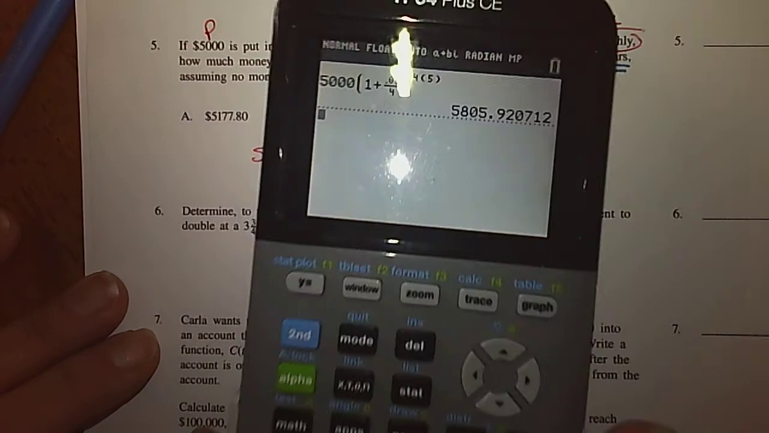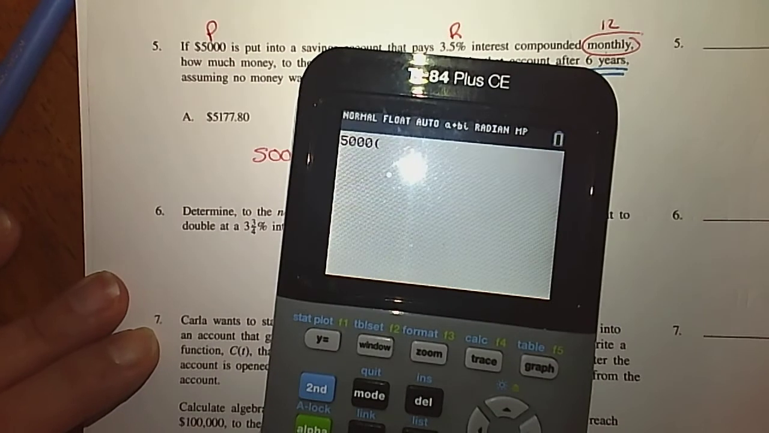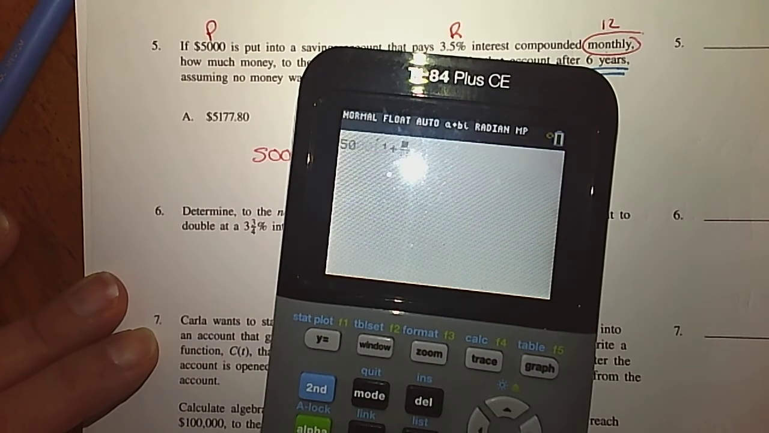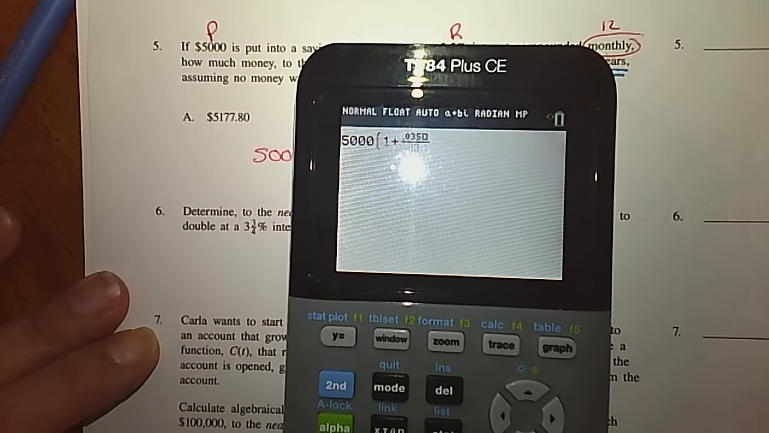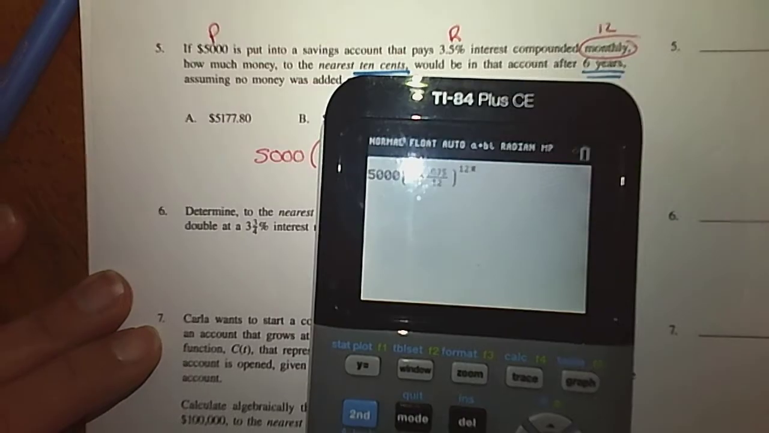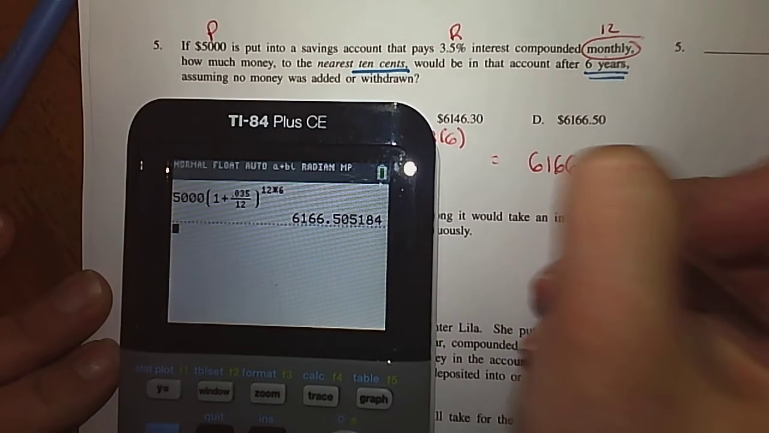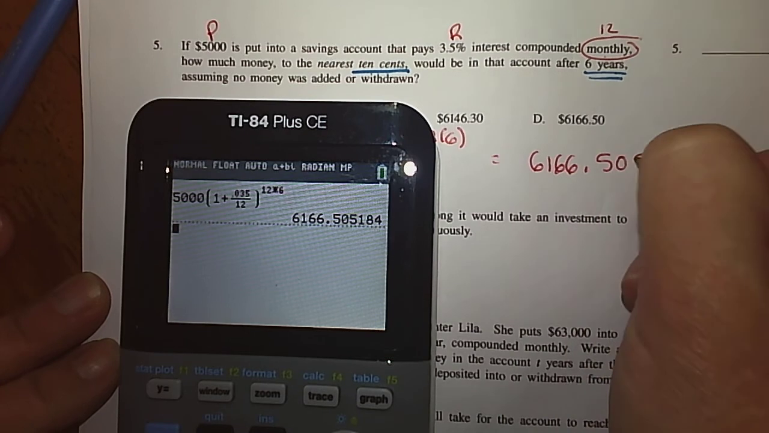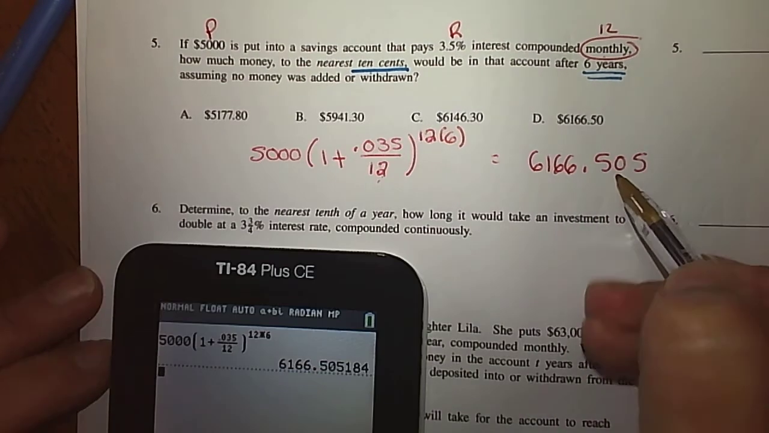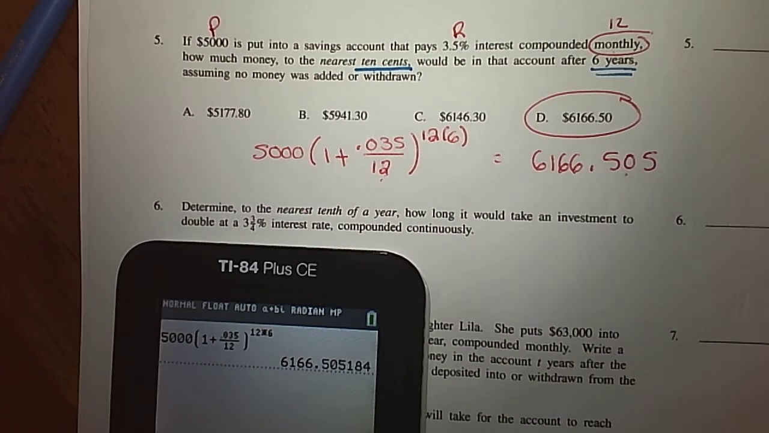All right, let's throw that in our calculators. 5,000, 1 plus, fraction button, and what was it, 0.035, over monthly, which is 12, and then close the parentheses, raised to the 12 times 6 in this question. All right, so I'm getting 6166.505. Now, they don't want us to round to the nearest cent. They want us to round to the nearest 10 cents, so that's why it's going to be choice D for this one.